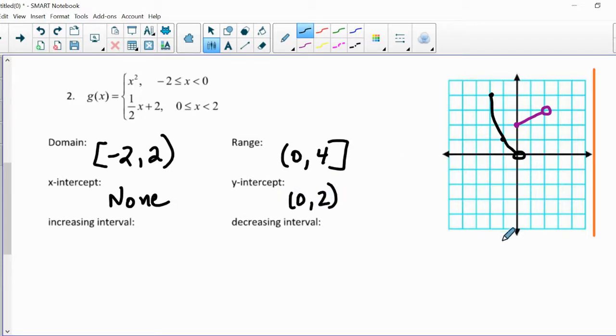Increasing interval, remember, as we're going from left to right is what it is for increasing. That's 0 to 2. And decreasing, left to right, I'm going down on the black curve. So that's negative 2 to 0.